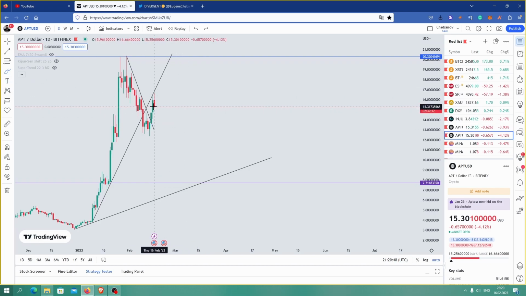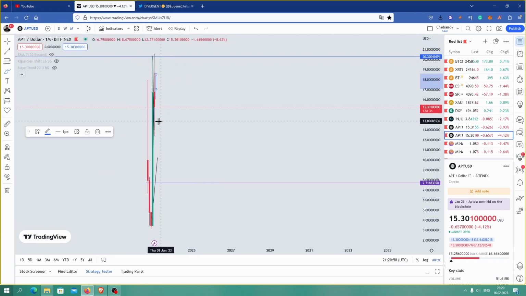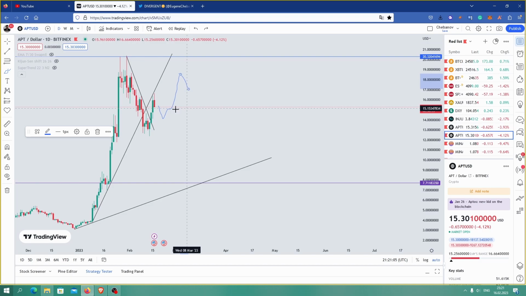I guess something like this is possible then, and we are going to go higher until we close the monthly, and after that we will see how the monthly is closed. If it's red, if it's some kind of pin bar with a red wick to the downside, then definitely after some bounces we are going to go to the target that we set before.